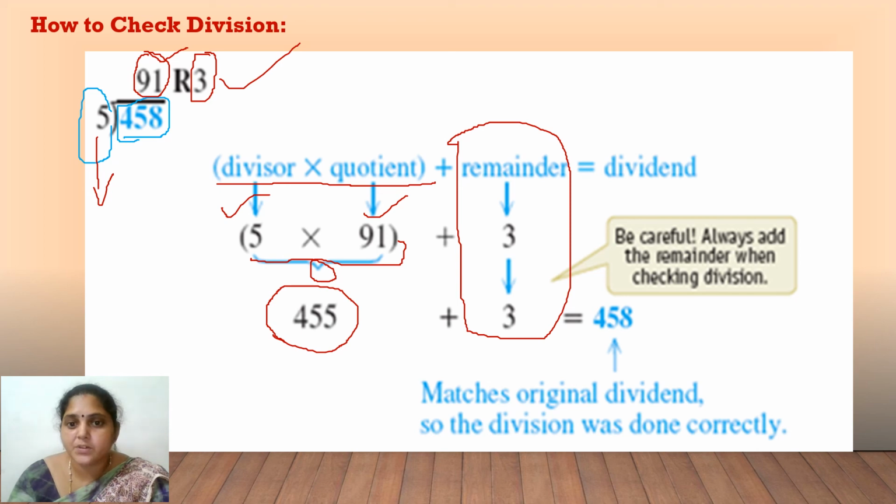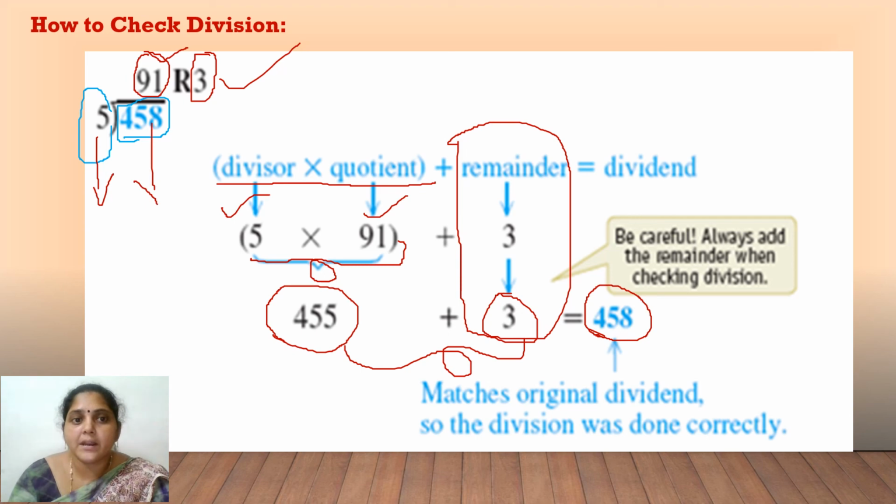Now this 455 should be added by 3. Now when I am adding this both, what is my answer? My answer will be my dividend number. What is my dividend number here? 458 is my dividend number. So when we are adding divisor into quotient plus remainder, we will be getting the exact number what we have taken as a dividend. Always we have to add remainder to the number what we have multiplied. Then only we will be getting our exact number. This is how we are going to verify our division.